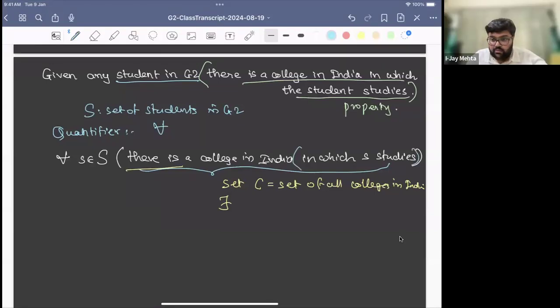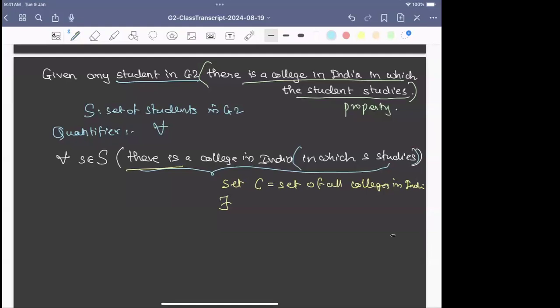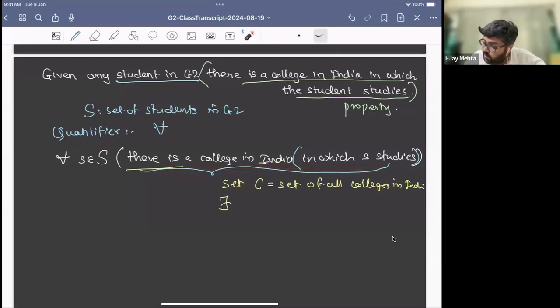So room number 7, Ganesh. Are you there? Ganesh, you said yes. Yes, sir. So how do I write this in terms of quantifiers? How do I write this one in terms of quantifiers? This statement. What is a quantifier?